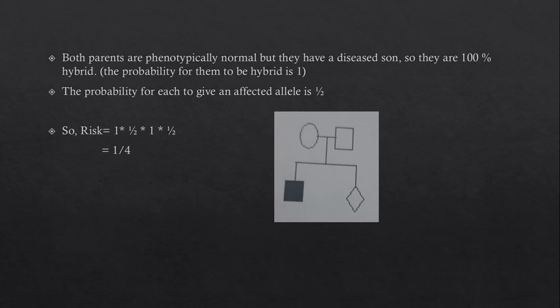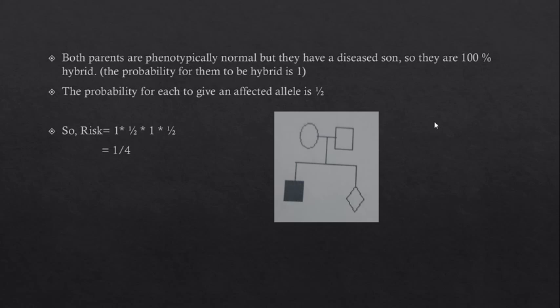So the risk in this case is 1 for the probability of the father to be hybrid, half for the probability to give the affected allele, times 1 for the probability of the mother to be hybrid, because she is hybrid for sure, times half for the probability to give the affected allele. So in this case, the risk is 1 over 4.